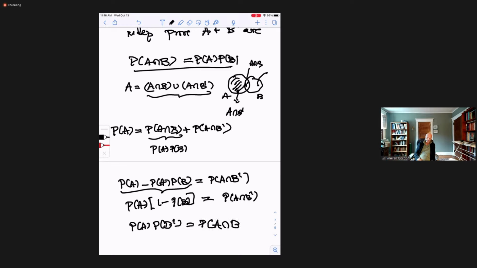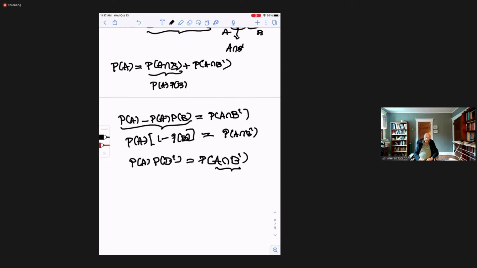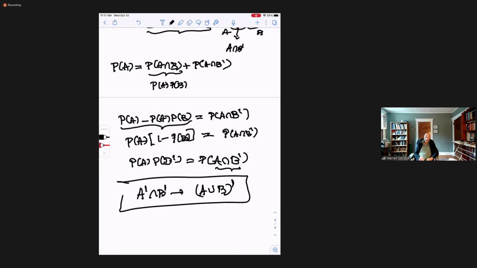So I've just proven that these two events are independent because the probability of their intersection is equal to the product of their individual probabilities. So there's a typical proof of how one can prove two events are independent. If you wanted to prove A prime and B prime, what I do is I'd rewrite this as A union B complement and take it from there. I'll let you do that one.